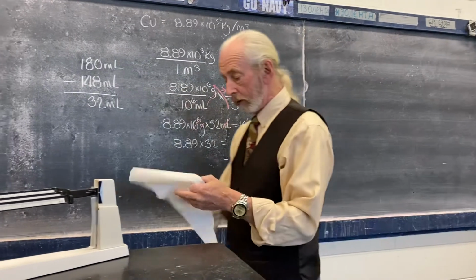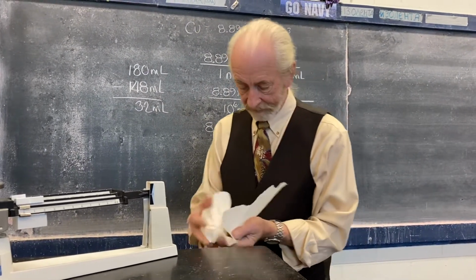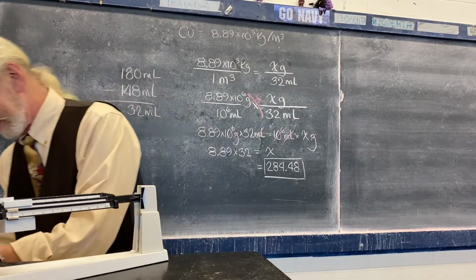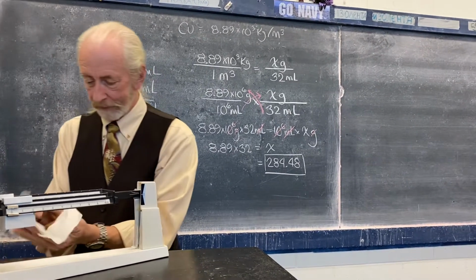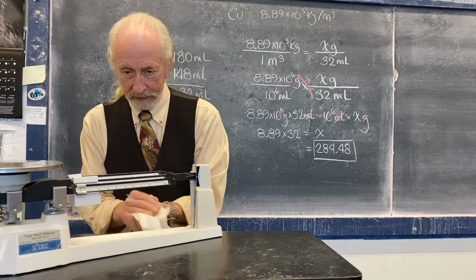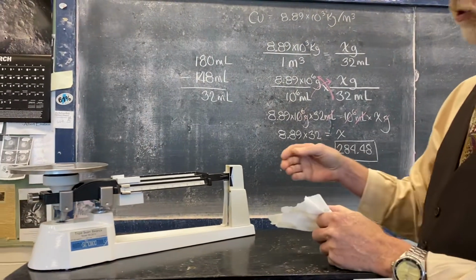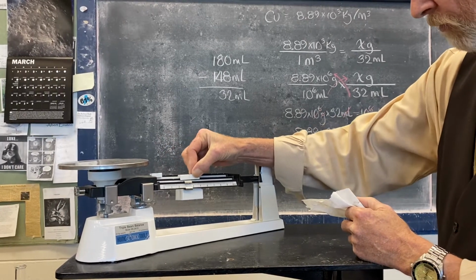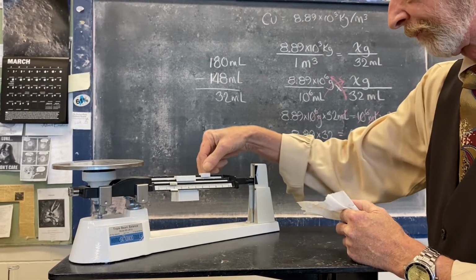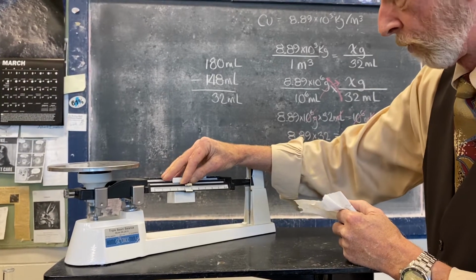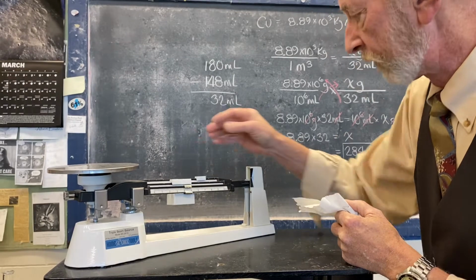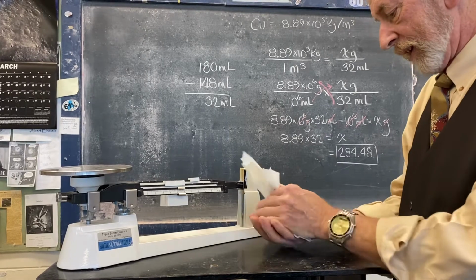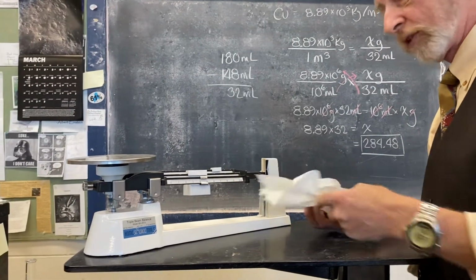And I'll dry off my sample. And just to make it interesting, I'm going to set up my balance. Actually, this is a triple beam balance. 284.48, which actually goes to 5 there. Okay. 284.5. All right. And I'll put the sample on the balance and see what we get.